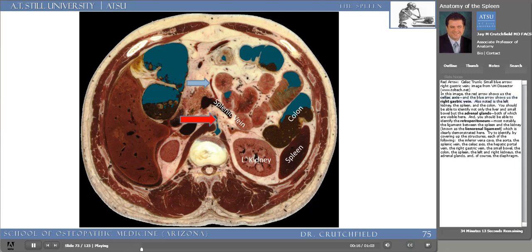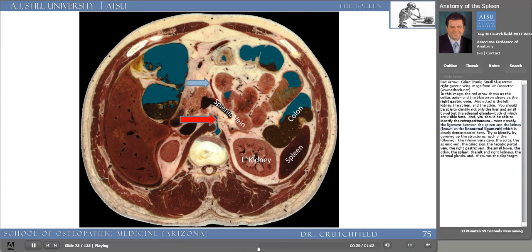You should be able to identify not only the liver and small bowel, but the adrenal glands, both of which are visible here. And you should be able to identify the retroperitoneum, most notably the ligament between the spleen and the kidney, known as the splenorenal ligament, which is clearly seen here.